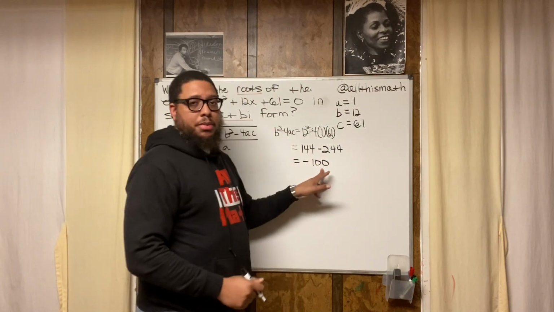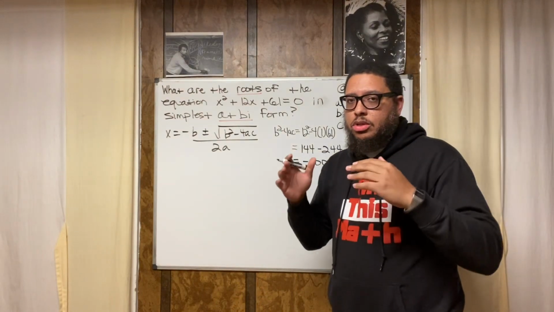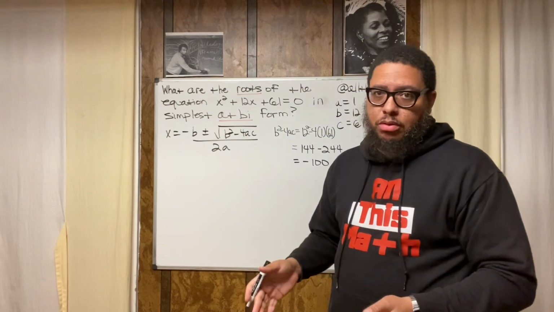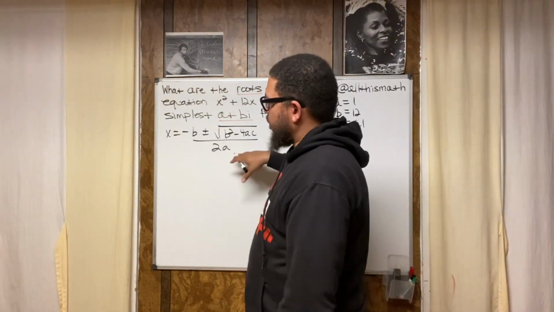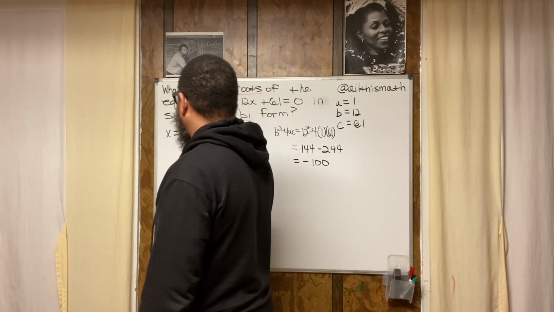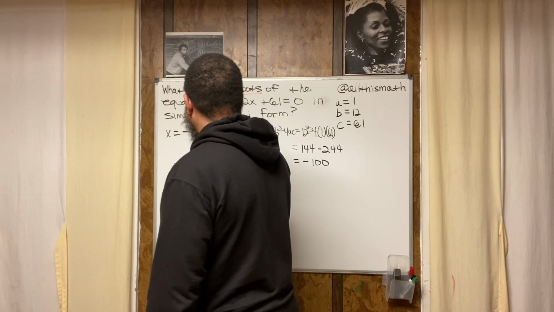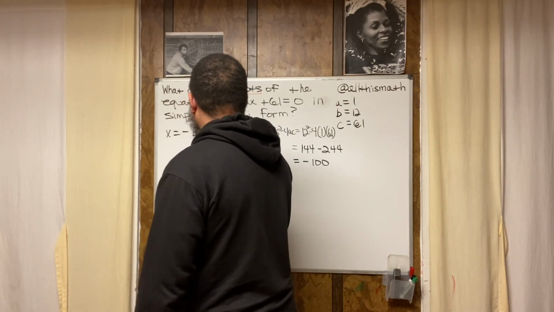Because my discriminant is a negative number, I already know I'm going to have 2 solutions that are imaginary. They're not real. I'm going to have 2 of them because my discriminant was negative. So now I'm going to go back over here to the quadratic formula, and I've got x equals negative 12 plus or minus the square root of negative 100 all over 2 times 1.